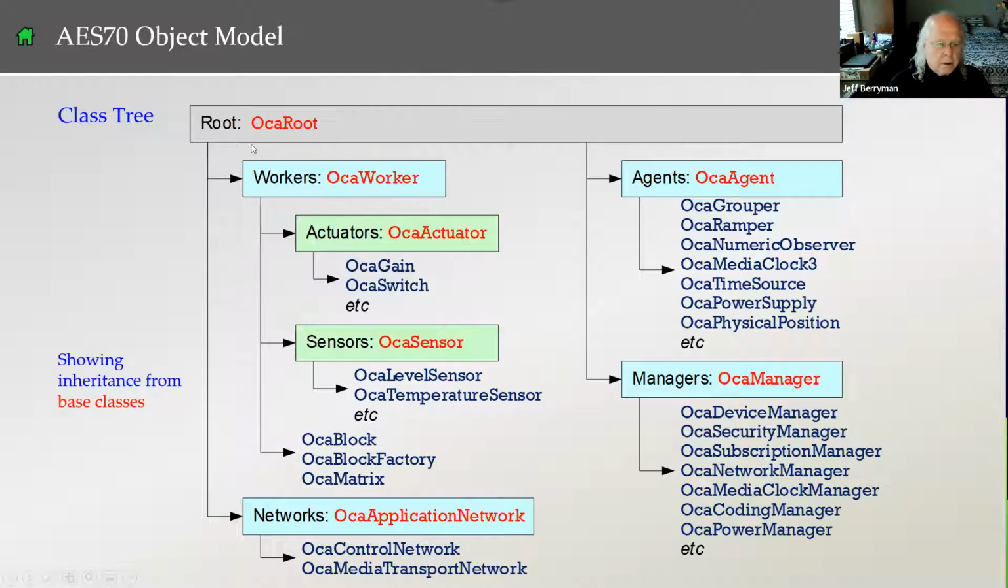All these classes: OCA root defines a set of common functions that all of these classes have. OCA worker defines another set of common functions that all of these classes have. Agent defines some common functions that all those classes have, etc. So there's the inheritance tree. This is nothing you normally need to care about. The only time inheritance really becomes important in OCA is if you want to create a proprietary class. You've got to decide what it's going to inherit from.